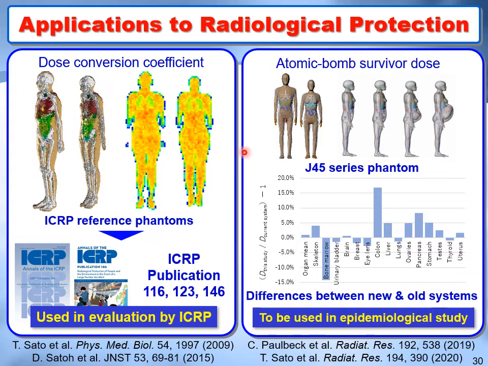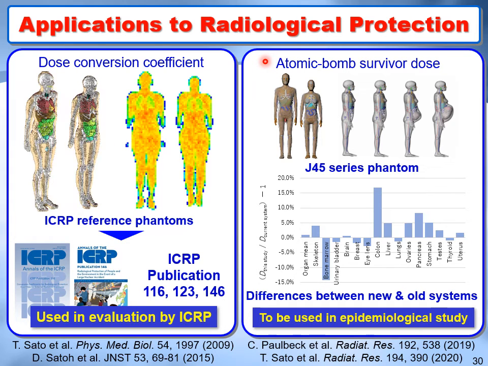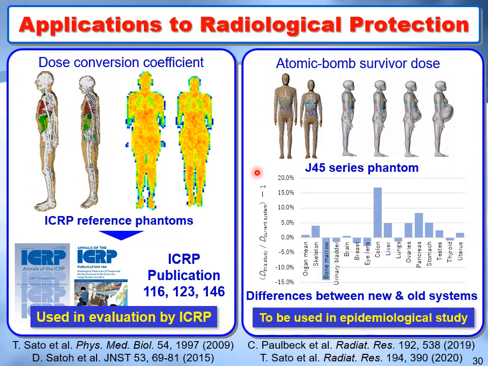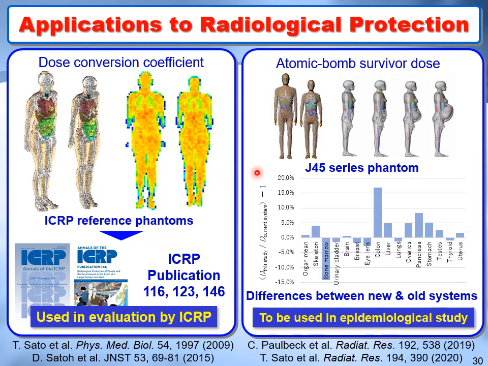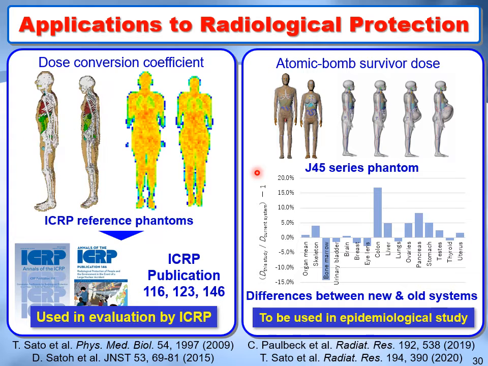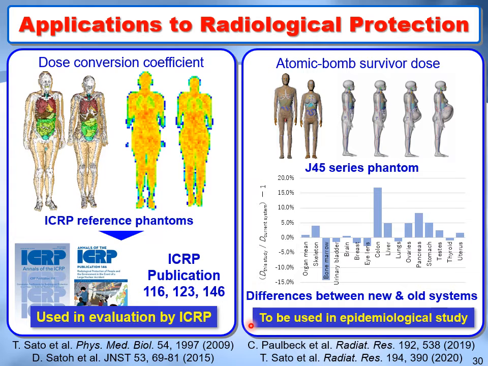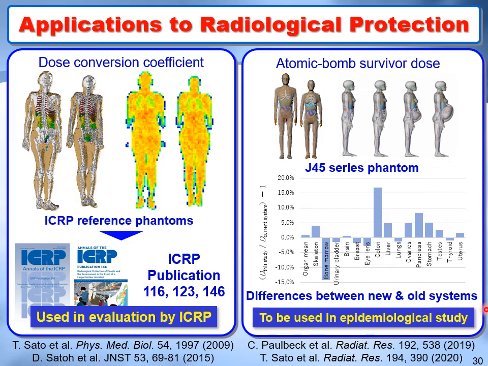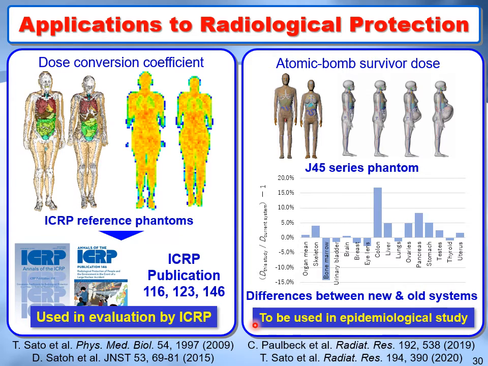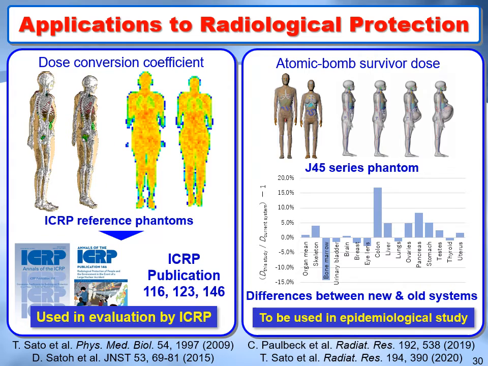Re-evaluation of atomic bomb survivor dose using J-45 series phantoms, which were constructed to precisely reproduce the anatomy of Japanese in 1945, is also an important application. It was found that the differences between new and old systems are up to around 15%, and these results are to be used in epidemiological study in future.